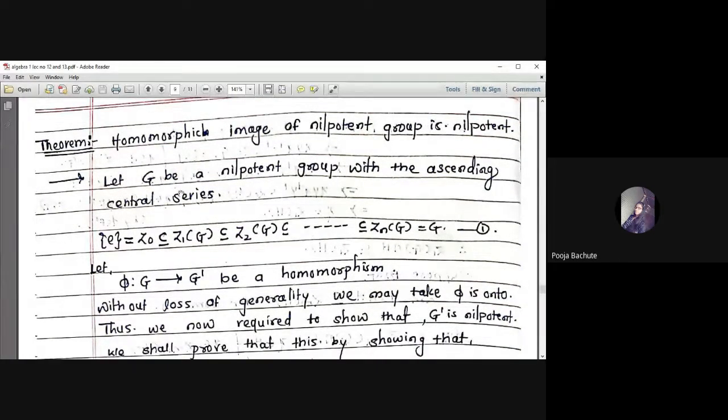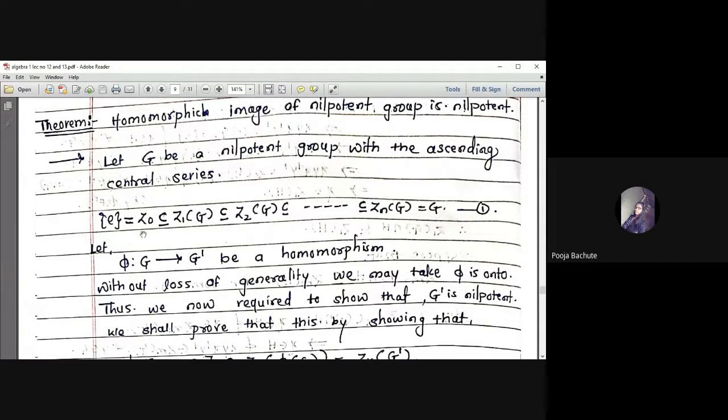Let G be a nilpotent group with ascending central series singleton E is equal to Z naught, which is contained in Z1 of G, which is contained in Z2 of G, and so on, is contained in Zn of G, which is equal to G. Why? Because G is the nilpotent group. Okay, give it as equation number 1.